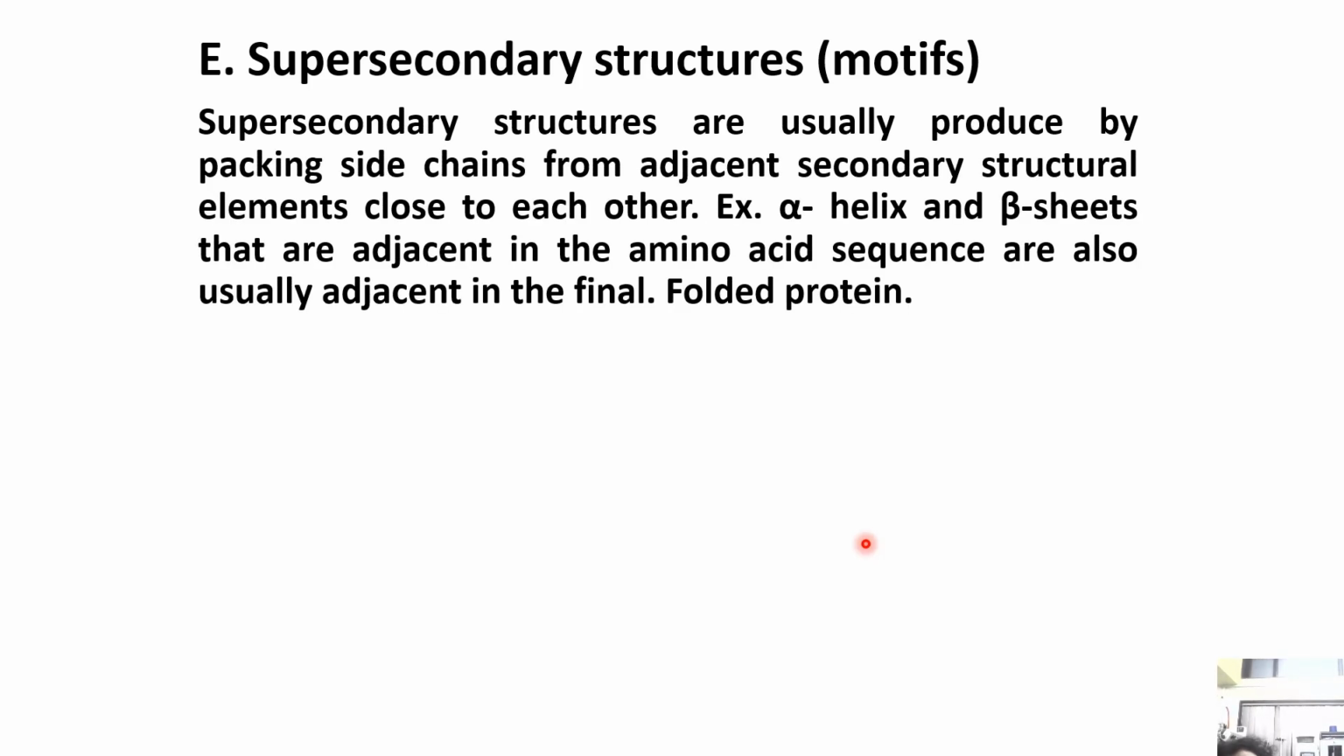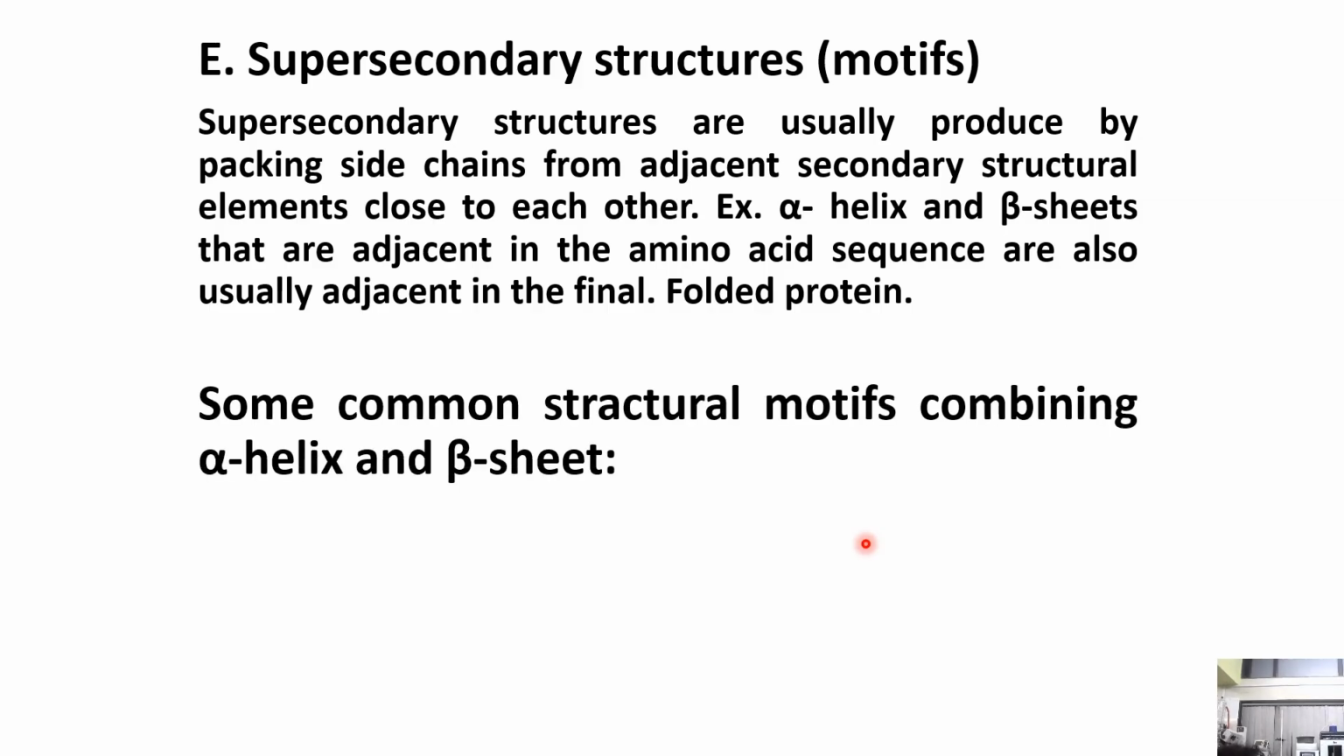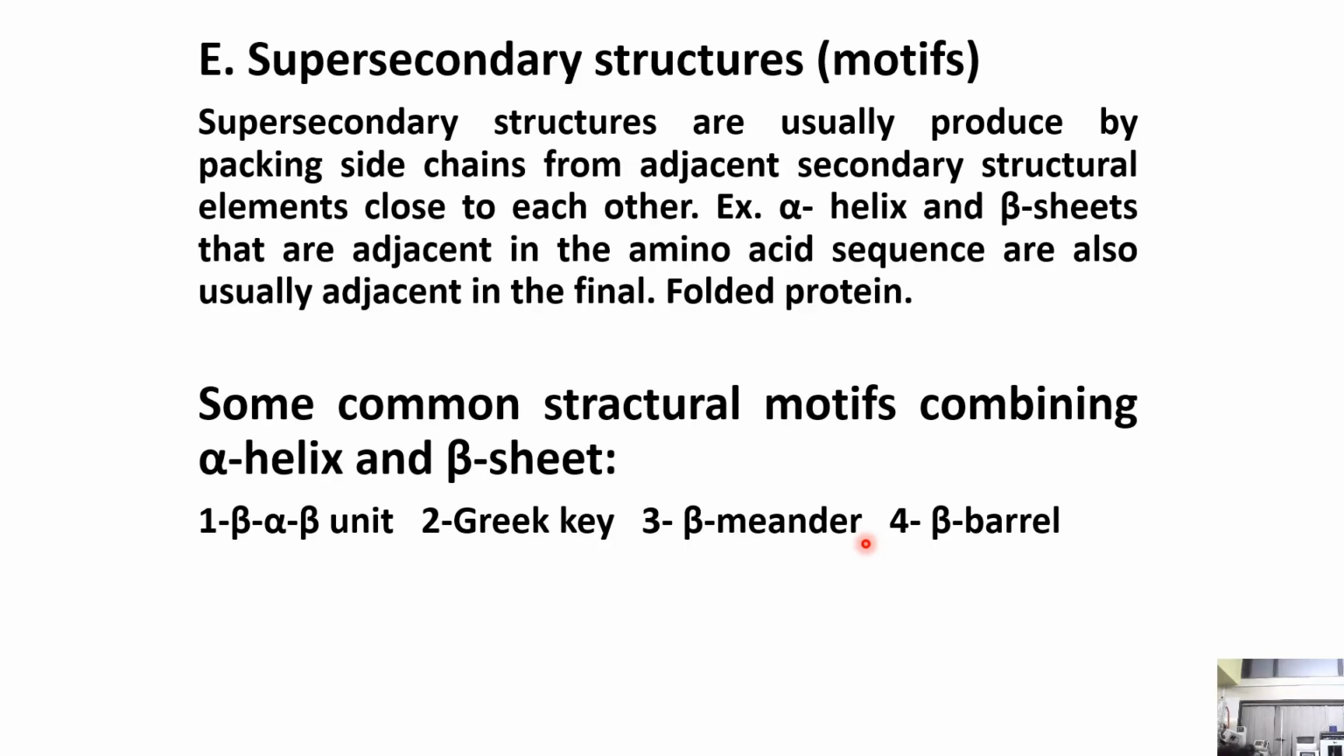Now, what are super secondary structures or motifs? Supersecondary structures are usually produced by packing side chains from adjacent secondary structural elements close to each other. For example, alpha helices and beta sheets that are adjacent in the amino acid sequence are also usually adjacent in the final folded protein. Some common structural motifs combining alpha and beta sheets are these.